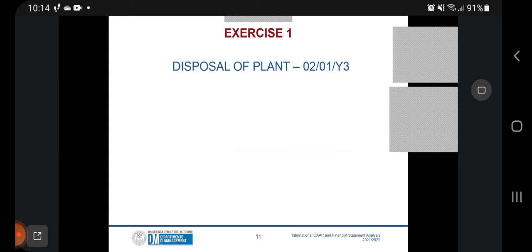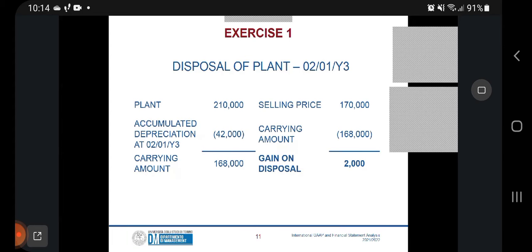Please pay attention. On the 2nd January year 3, there is the disposal of the old plant. And then we have to identify the potential gain or loss on the disposal. How to do that? First of all, you have to consider the date of this business transaction, the 2nd January year 3. And so, the historical cost of the old plant was 210,000. Historical cost plus attributable charges.